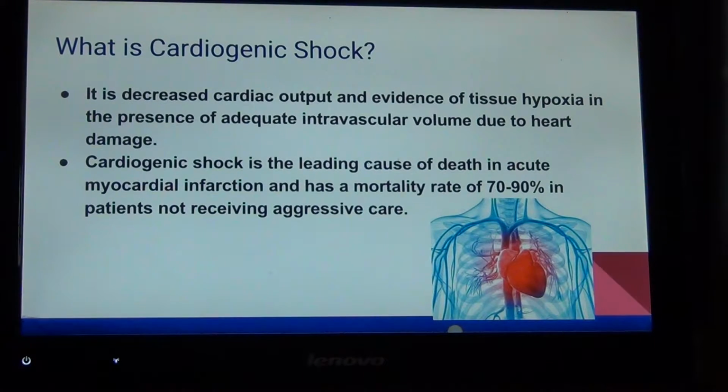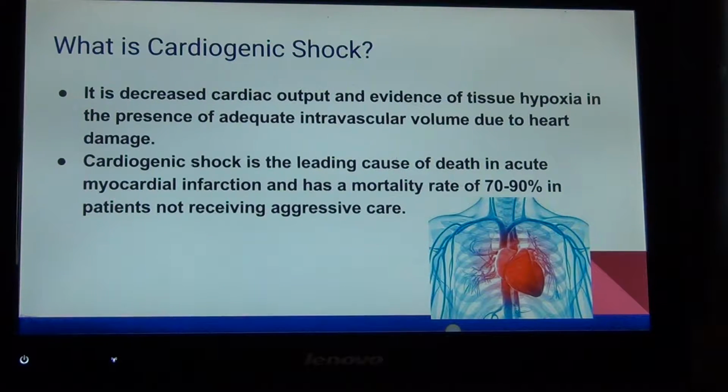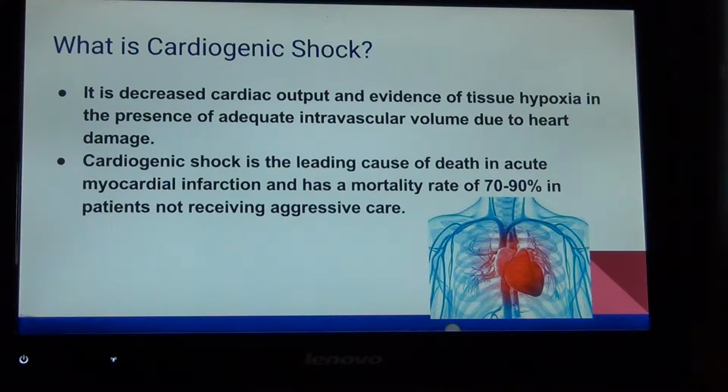What is cardiogenic shock? It is decreased cardiac output and evidence of tissue hypoxia in the presence of adequate intravascular volume due to heart damage. Cardiogenic shock is the leading cause of death in acute myocardial infarctions and has a mortality rate of 70 to 90% in patients not receiving aggressive care.